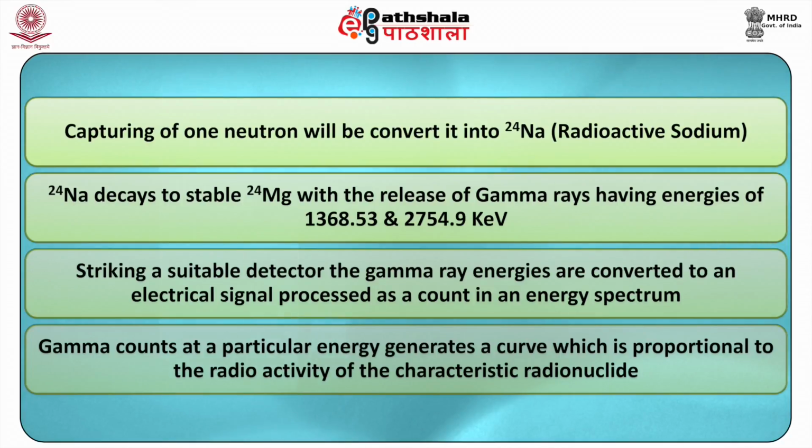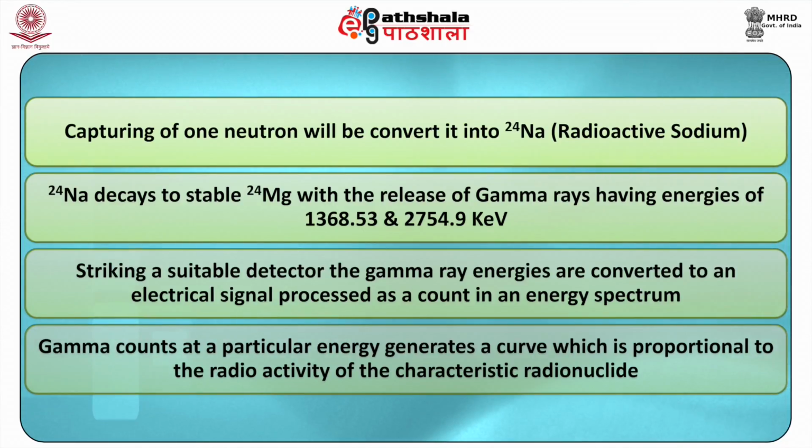Natural sodium, that is 23Na, is taken as the target. Capturing one neutron will convert it into 24Na, radioactive sodium. The usual procedure involves placing the sample to be analyzed plus a number of suitable standards into the neutron field produced by a nuclear reactor. The sample is then analyzed using an appropriate gamma ray detector system.